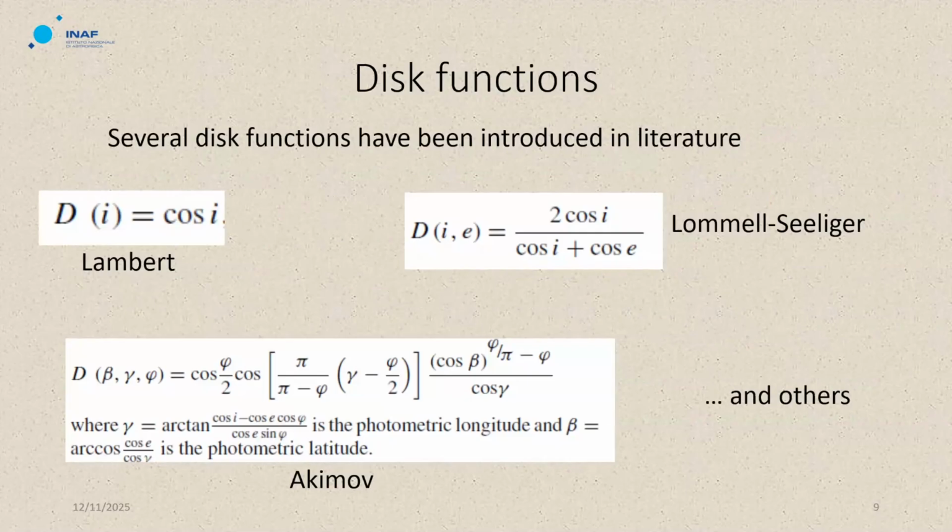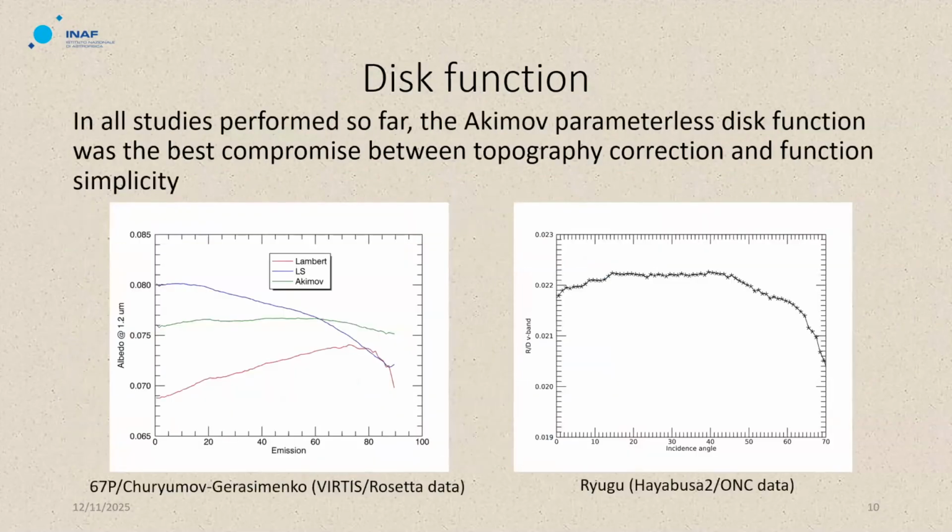In the first work, we tested all the disk functions, and the result was that the Akimov disk function was the one which allowed us to obtain an equigonal albedo independent of emission and incidence angle. We can see the example of Churyumov-Gerasimenko and Lutetia, at least up to 60, 70 degrees. After that, in the last studies, we did not test all the disk functions. We just applied the Akimov disk function. It worked. Okay, let's go on.